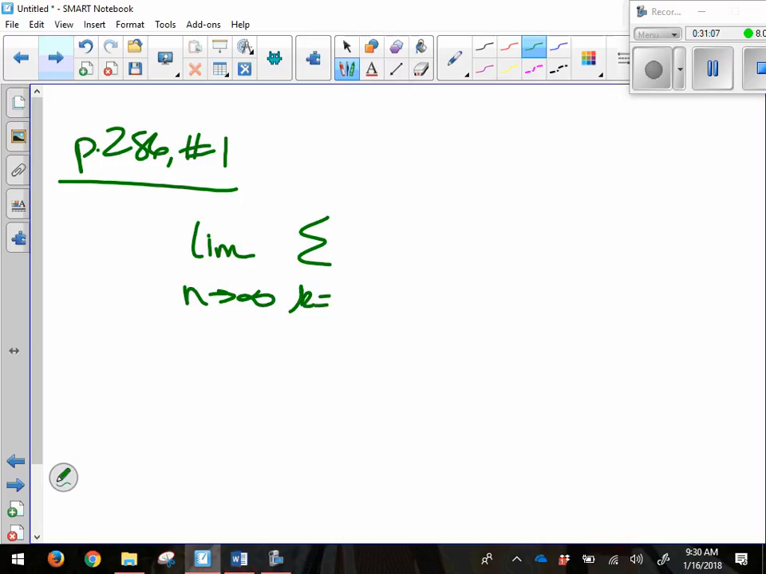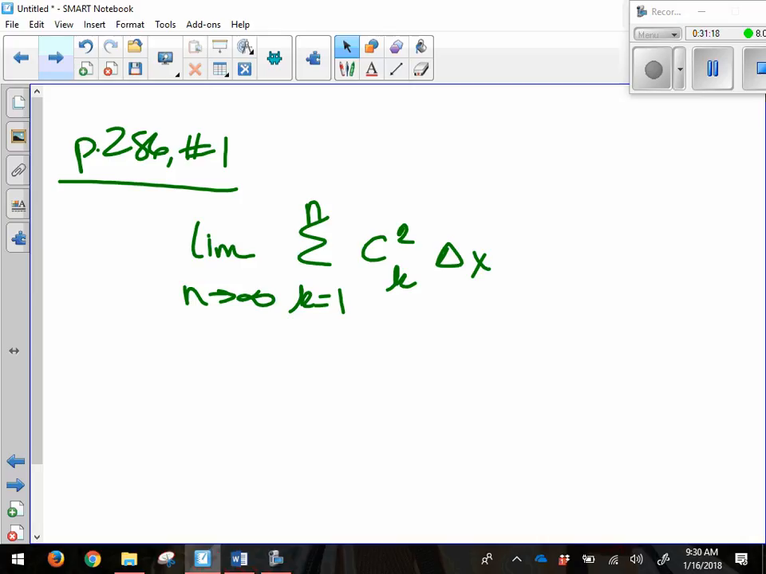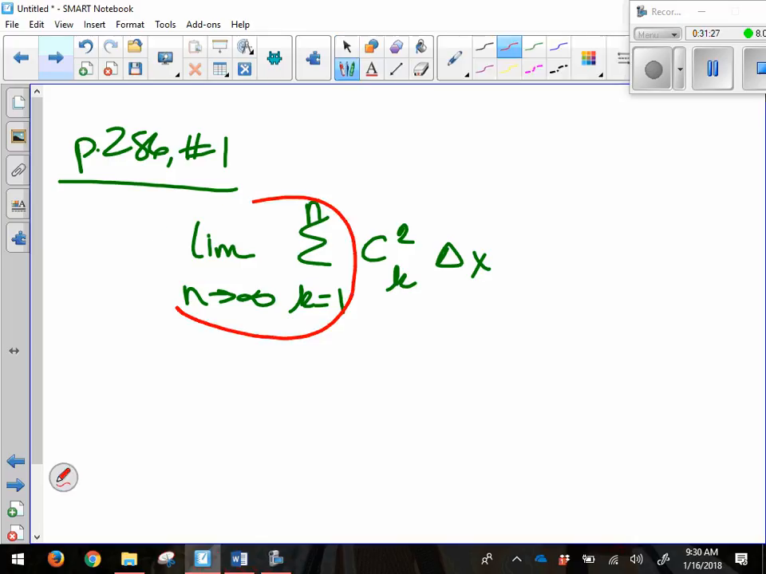Summation k equals 1 to n, and then what? Okay. So we're supposed to make this look like an integral. And remember, the fact that I'm adding up, which is the summation part, an infinite number of things, that becomes an integral. That's what an integral means, is that I have an infinite number of subintervals and I'm adding up the contribution from each one. I'm adding up the area of each rectangle.